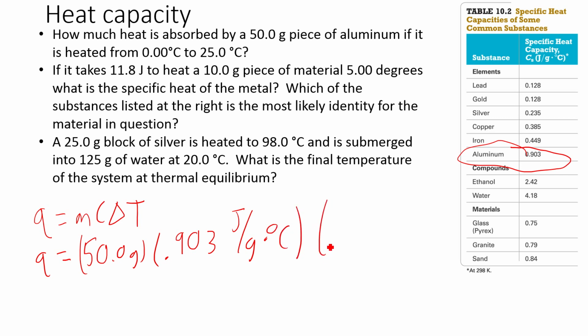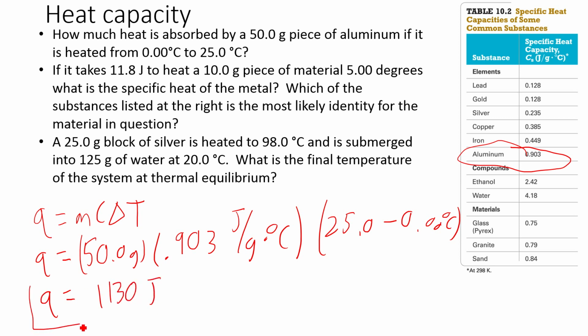We then finally have our delta T. So that's TF minus TI. The final temperature is 25 degrees, and the initial temperature is 0.00 degrees. So 25 minus 0 will give us 25. Then we're going to multiply these together: our 50 times our 0.903 times our 25. And we are going to get that this has an energy change equal to 1,130 joules.